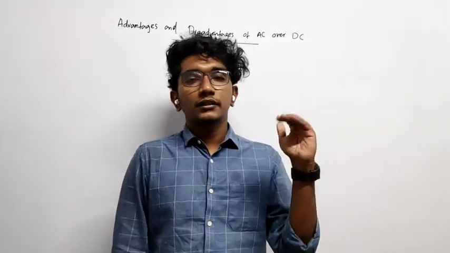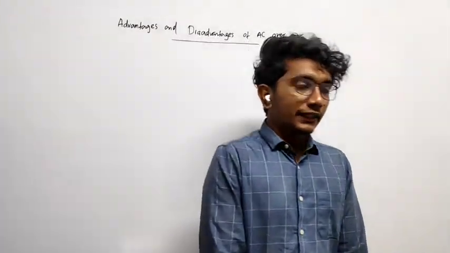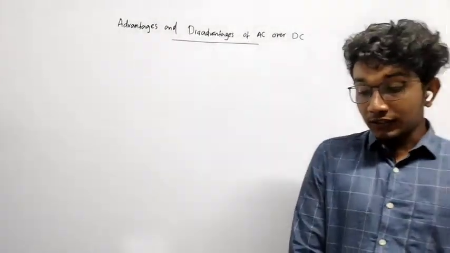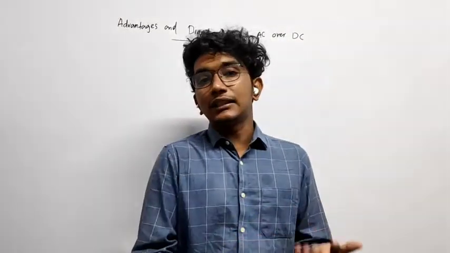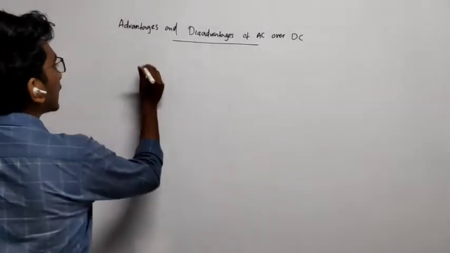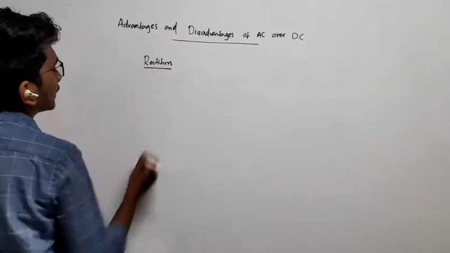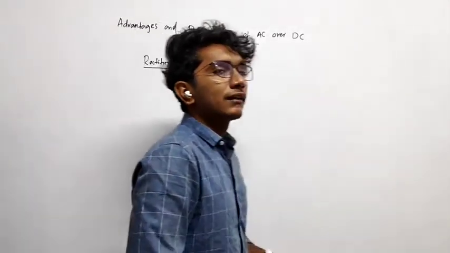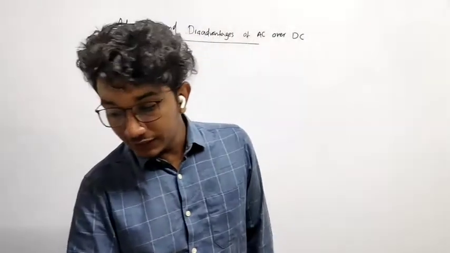So first the production, then the transmission loss, and another advantage is that we can easily convert AC to DC by using rectifiers. In electronics we will discuss rectifiers, the rectifying circuits and stuff like that. So that is another big advantage.